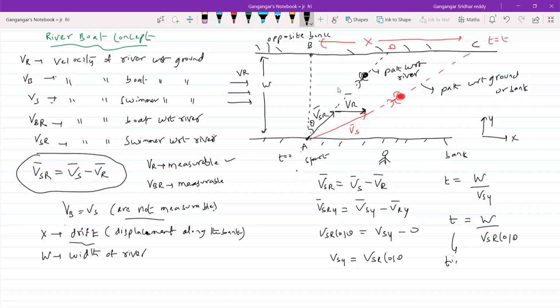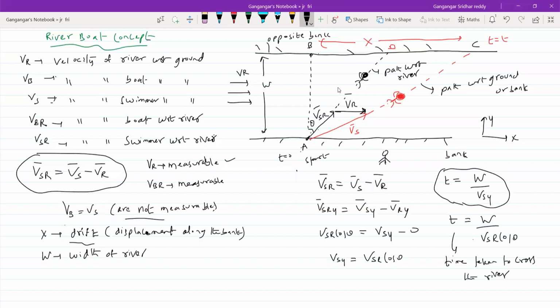So what should I write for T? Time taken by the swimmer to cross the river. Is it okay? I think this is the concept. Don't bother about the end formula. This is the concept. Which component of the velocity of the swimmer will determine the time taken? The vertical component, VSY. I wrote it here.